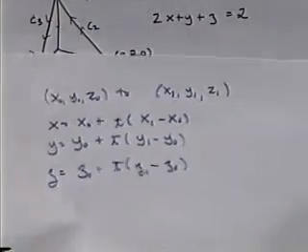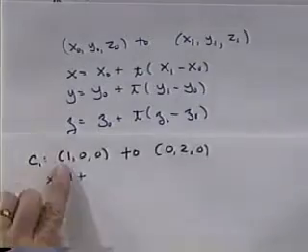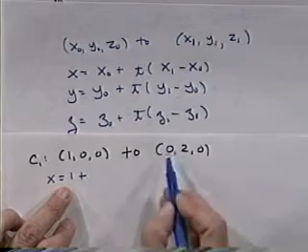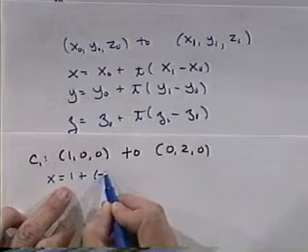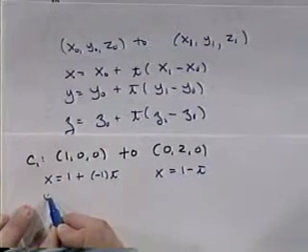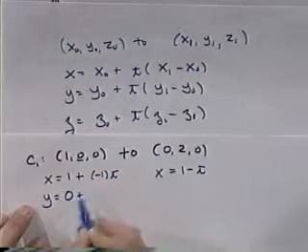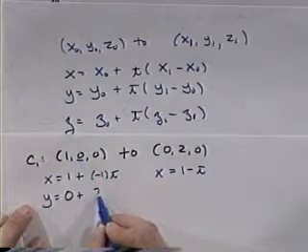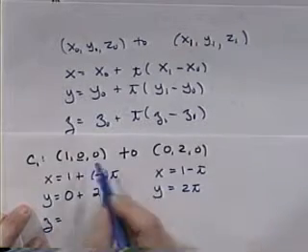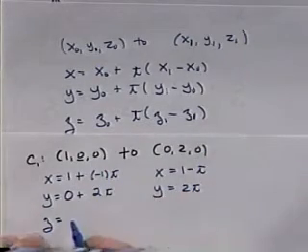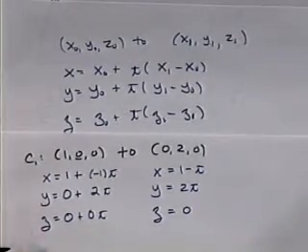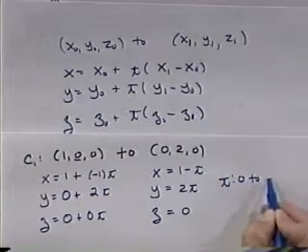Okay, so using that, if we're going from 1, 0, 0 to 0, 2, 0, my initial point's 1, and then I'm going to go 0 minus 1 is a negative 1 times t. So I have x equals 1 minus t. Y equals your first point, which is 0, plus 2 minus 0, which is 2 times t. So y is 2t. And z starts 0, ends 0, so it's going to be 0, 0 plus 0 minus 0 is 0t. So z is 0. Now notice your t's going from 0 to 1.